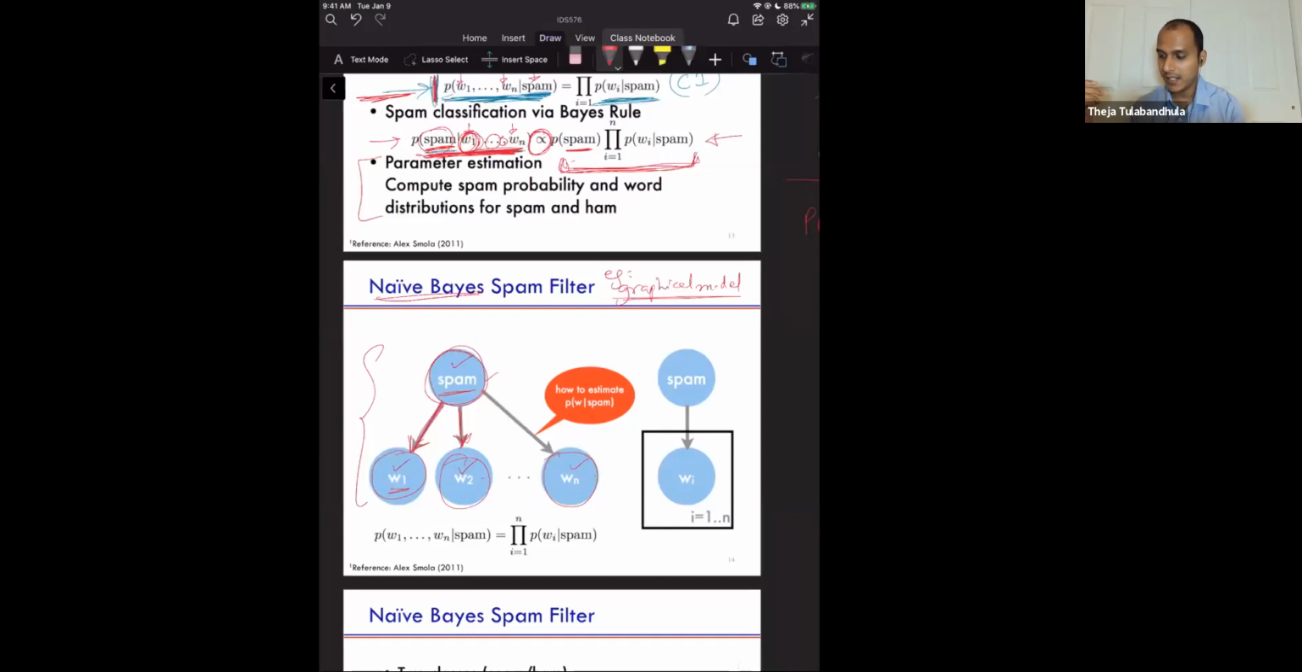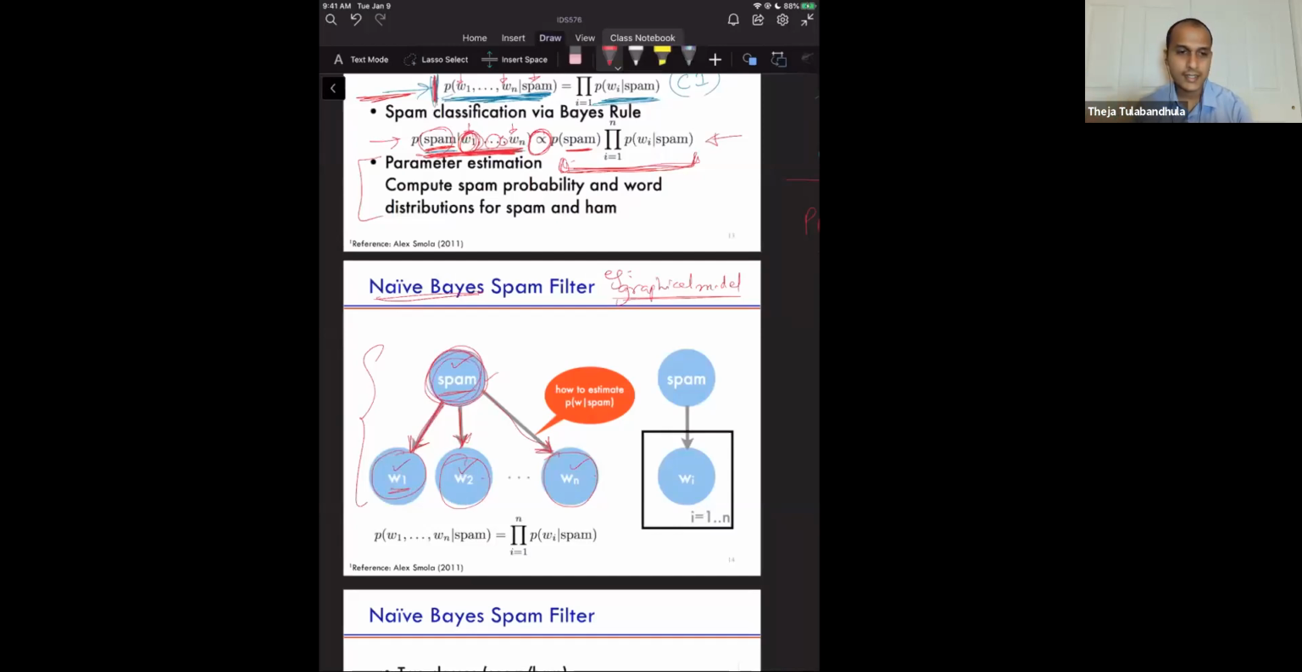Okay, and the interpretation is this way. Because it's a directed edge, you can start from the spam node because there is no incoming edge to that. You flip a coin. Remember, spam is a binary variable. It either evaluates to 1 or 0. Let's say if it's 1, it's spam. So you flip that random variable, as in you flip a coin.